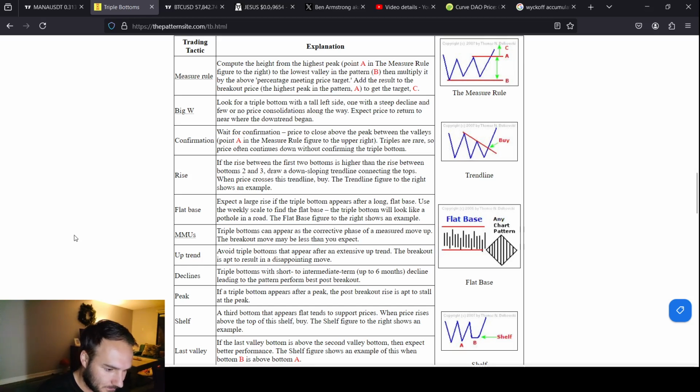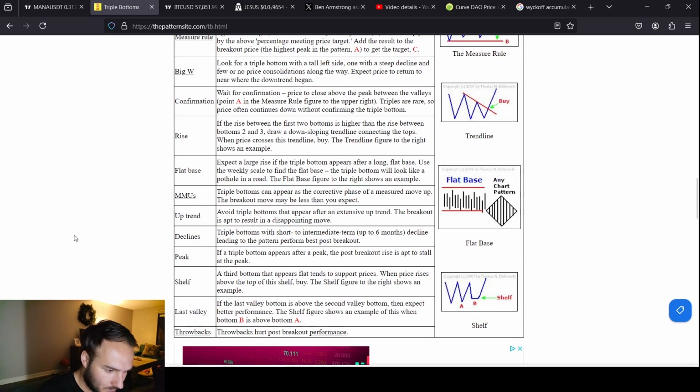Triple bottom appears after a long flat base. Use the weekly scale to find the flat base. Yes, the triple bottom will look like a pothole in a road. The flat base figure to the right shows an example.